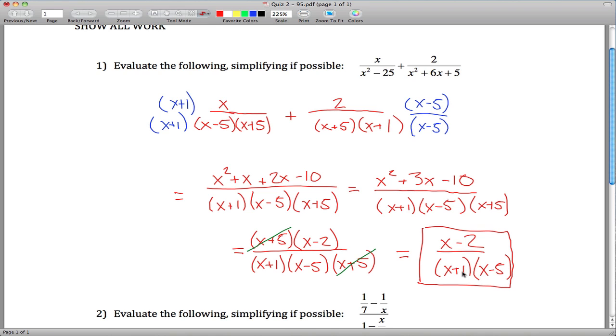You could have foiled out the bottom if you want, but really, that's just extra work. I don't think it's any simpler. I'd leave it just like this. Is that good? That's the end of number 1.